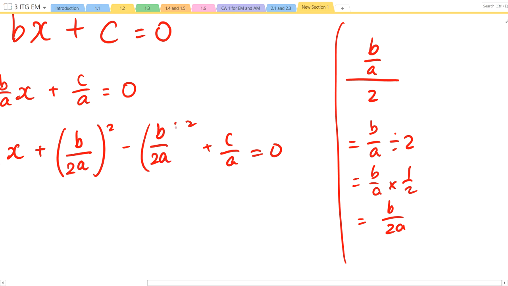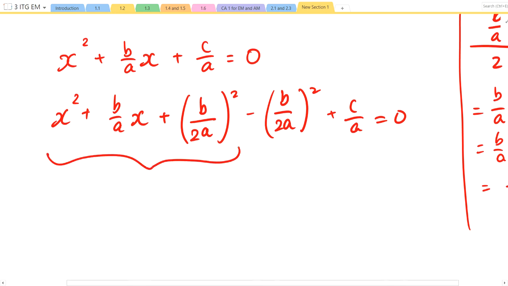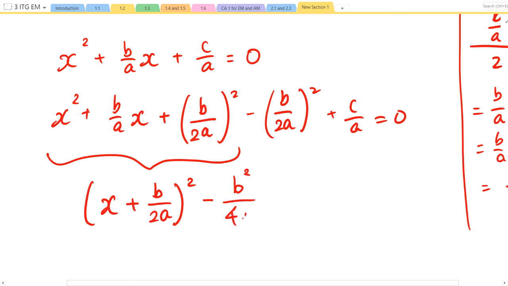B over 2A. Okay, now that we have this, what next? What happens after you add in that special number, then you subtract the special number away? X squared. Yeah, square. Create your perfect square using which terms? X and B over 2A. Okay, these three terms will give me x plus B over 2A, squared. Then minus B over 2A squared. Okay, can I expand it already? Yes. Okay, B squared over 4A squared plus C over A.